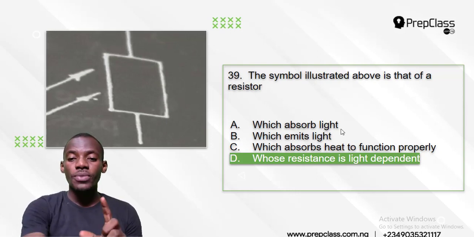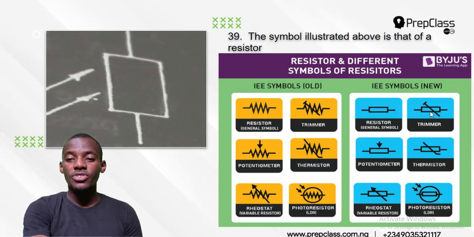Don't forget these symbols: resistor, trimmer, potentiometer, thermistor, rheostat, and LDR. Among them, the most important ones are: one, resistor; two, potentiometer; three, rheostat and thermistor. You mustn't forget their symbols. It's critical and very important.